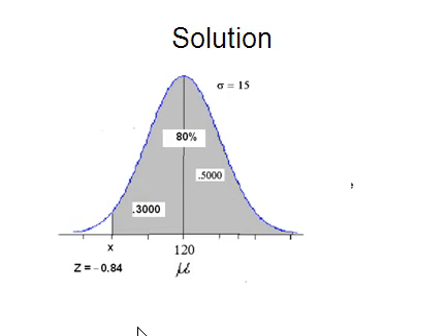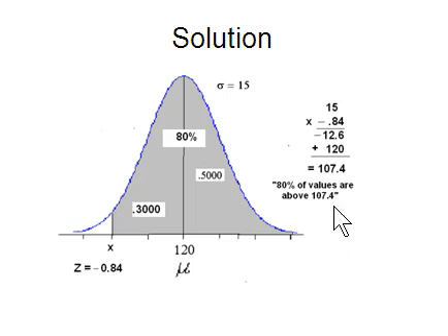Step 2, this x: well, if 80% is here, 50% would be here, 30% there, I'd get a z-value of negative 0.84. And I'm below the mean, so I would end up being 12.6 below the mean, which would be 107.4.